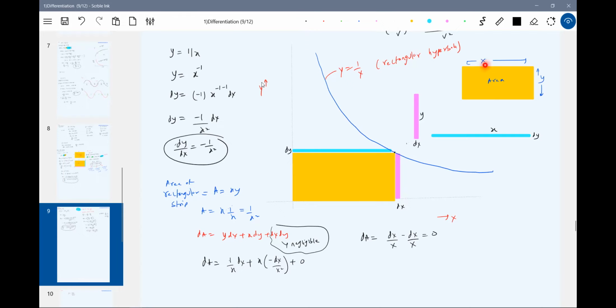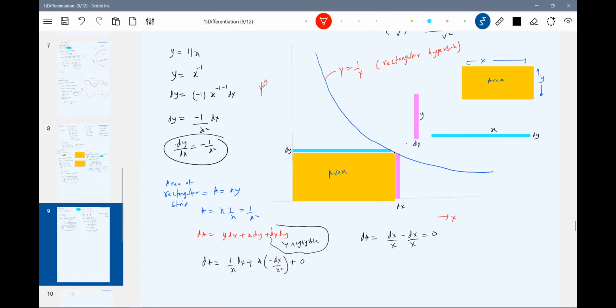Means I'll have a rectangular strip. How are y and x related? By this equation. The product of the length and the height should be unity. Then though x and y change, the area of this strip will not change. I think this is something very fundamental. That's what we mean to say here.